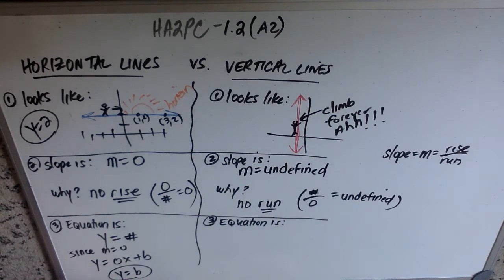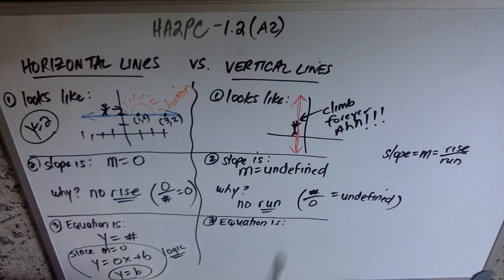So it's not like this, where I could use logic to figure out the equation of a horizontal line. I can't logic that out because I can't plug in the word undefined for slope in the formula. You can't make it y equals undefined x plus b. That is totally not how this works. So we have to understand that this is a little bit of a different situation.